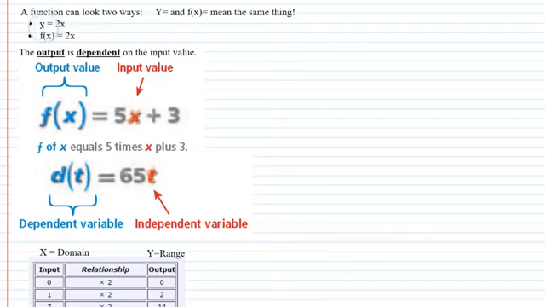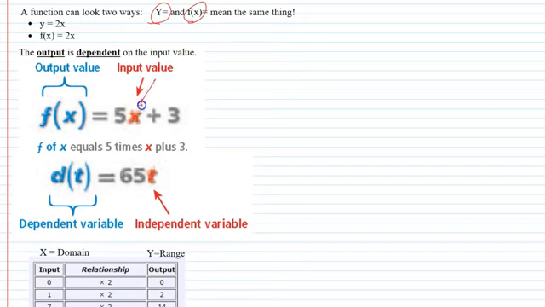Now a function can look two different ways. We're used to writing equations like y equals 2x, and that should look similar to slope-intercept form, y equals mx plus b. We can write the same equation as a function: f of x is equal to 2x. So we've talked before about how the y and an f of x are basically the same thing. Now we'll talk about the output and the input. The output is your f of x, or the y value. The solution. Your output is dependent. What is it dependent on? It's dependent on the input.